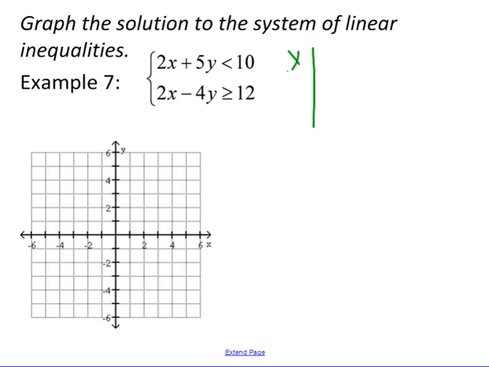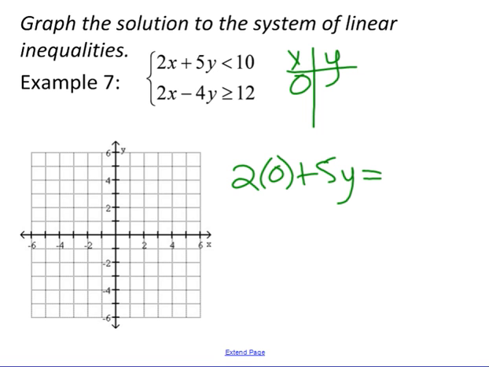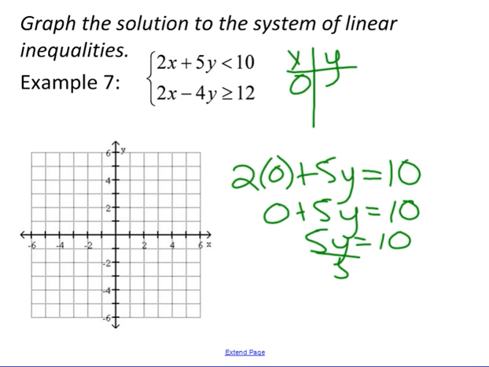So for the top equation, we're going to plug in 0 for x. So I have 2 times 0 plus 5y. And when you plug numbers in, you're going to use equal. When I say plug numbers in, I mean when you're trying to find a point, you're going to use equal. 2 times 0 is 0. We don't need the 0. And divide by 5. You get y equals 2. You're going to plot that point. It's the point 0, 2, which is right here.